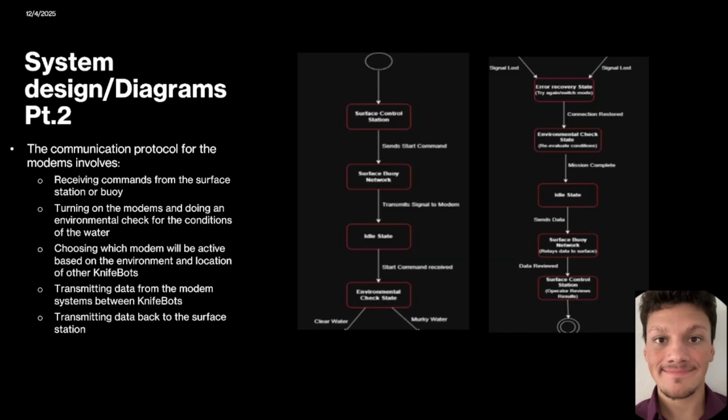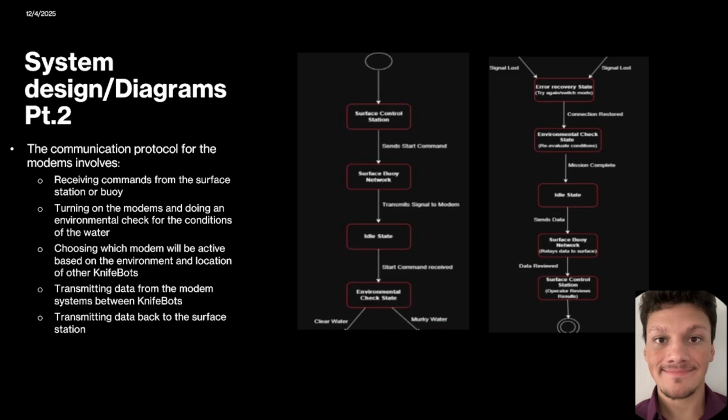That was the hardware. So talking a little bit more about the software communication system itself, our protocol includes receiving commands from the surface station or buoy through that control station that I just described, turning on the modems and doing an environmental check to see the conditions of the water, choosing which modem will be active based on environmental location as well as the other location of knifebots, transmitting the data between the knifebots, and transmitting data back to the surface station. And this will all be done through, as we mentioned, the modems, through optical data transfer or acoustic data transfer.